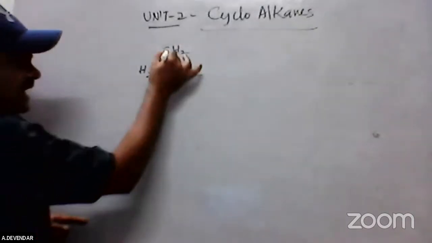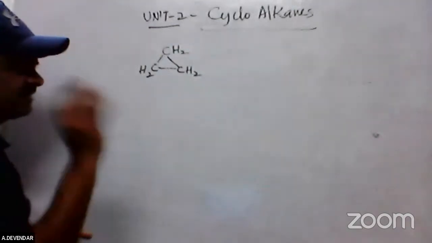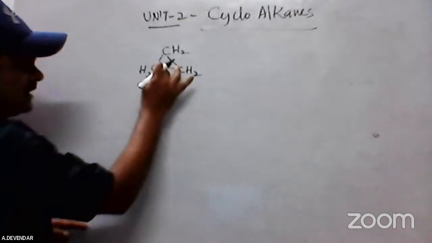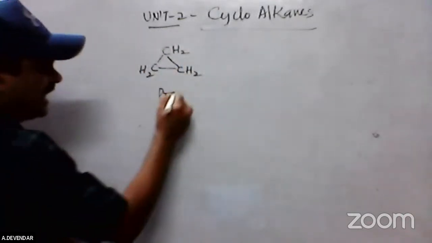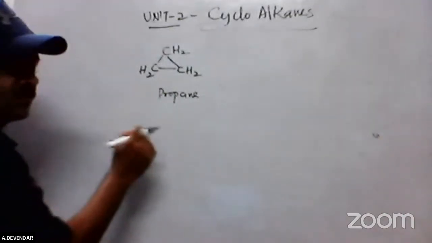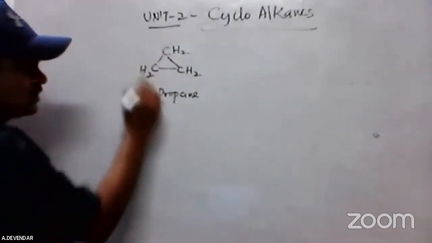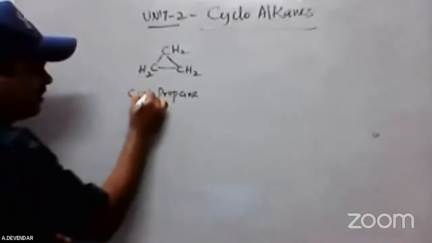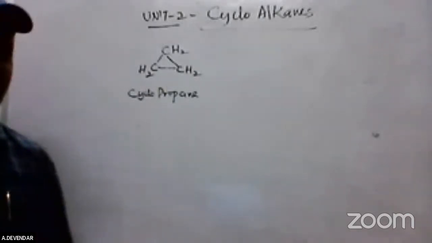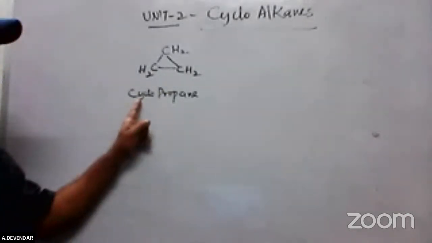How many carbon atoms are there? 3, meaning prop. It is the root word. The primary suffix is ane. There is no secondary suffix, but there is a prefix. What is the prefix? It is in closed form, so it is called cyclo. It is called cyclopropane. Understood? That is the nomenclature: root word, primary suffix, and here a prefix is there.